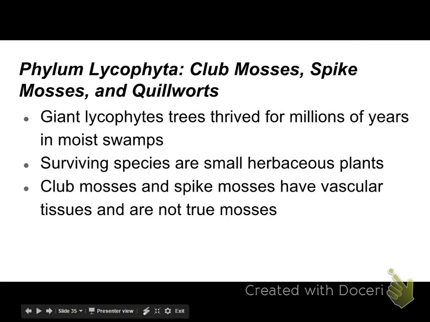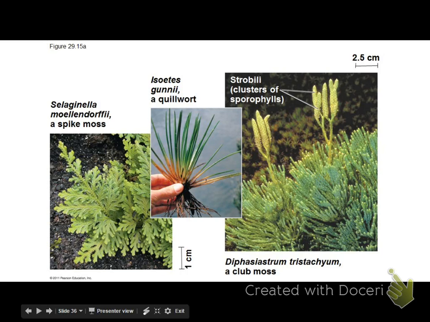Alright, so the phylum Lycophyta. There were giant lycophyte trees that thrived for millions of years in most swamps. Surviving species are small, like herbaceous species now, so they're not as large as they once were. Club mosses and spike mosses have vascular tissue and are not true mosses. I thought that was kind of cool. And so this is what your spike moss looks like, and that's the cluster of sporophylls. And then this is your quillwort.